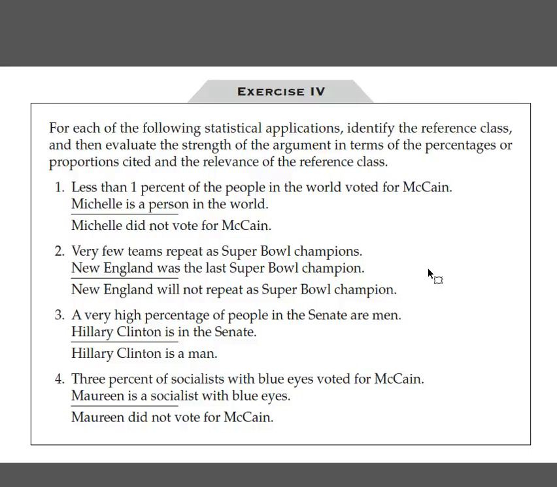Okay, so when we're evaluating a statistical application, we've got two standards. We first need to check up on how strong is the argument based on the percentages or ratios involved in the argument. And because all applications will have a ratio to them, there'll be a certain percentage or probability of the reference class having the claimed feature. And then the second standard will be about the relevance of the reference class. Did we choose the most relevant reference class for figuring this out? So let's start with the first one. What's the ratio that we've got in here? What's the percentage?